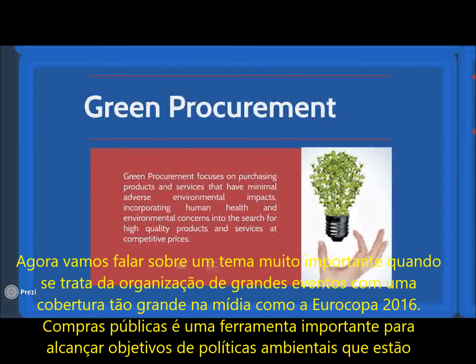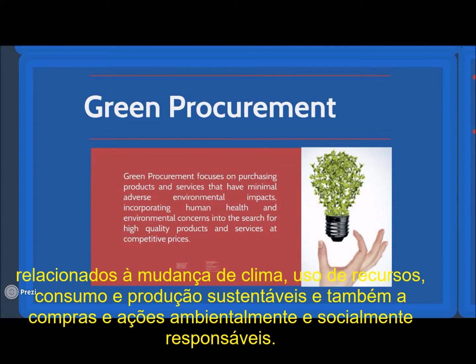Now we're going to talk about a really important theme whenever it comes to organizing big events and events that are in the media, such as the Euro 2016. Green procurement is an important tool to achieve environmental policy goals that relate to climate change, resource use, sustainable consumption, production, and to responsible purchasing and responsible actions towards the environment and towards human rights as well.